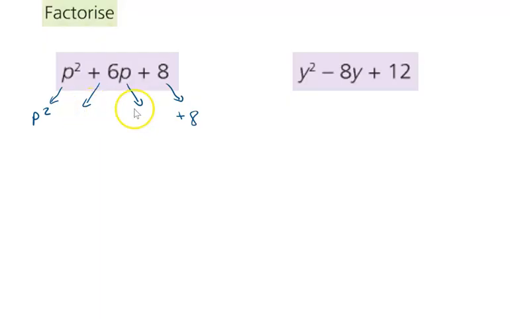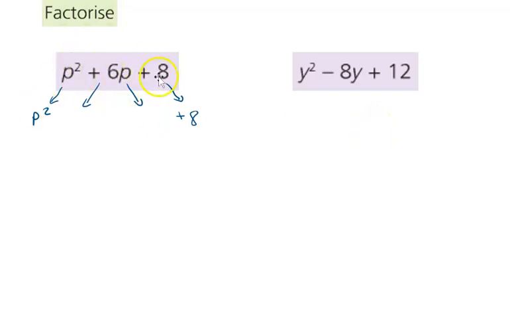So for example, the signs of these 2 terms will be the same. And likewise, the signs of the 2 terms over here will be the same as well. But this plus tells me that they're both going to be plus, whereas this minus tells me that down here they'll both be minus. So we'll have a look at that one in a minute.